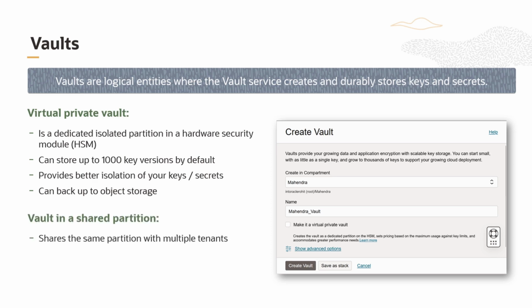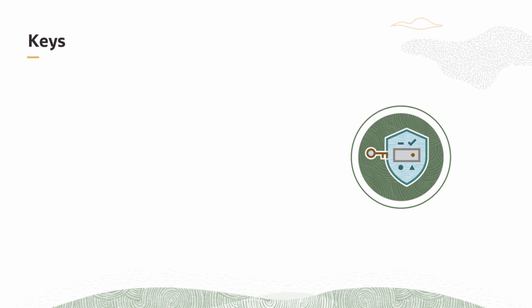The default option is to provision your vault in a shared partition. While this option is still completely secure, you share the HSM partition with other Oracle customers. As a result, you don't get some of the advanced features such as the ability to back up to object storage. However, it's more cost effective because you're only charged for the actual number of keys, key versions and secrets stored. So now, what are keys?